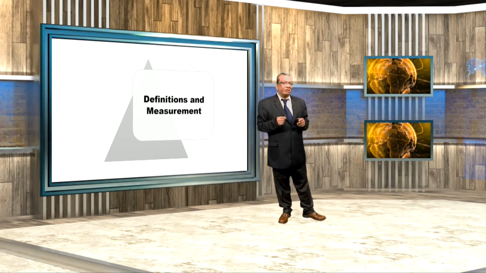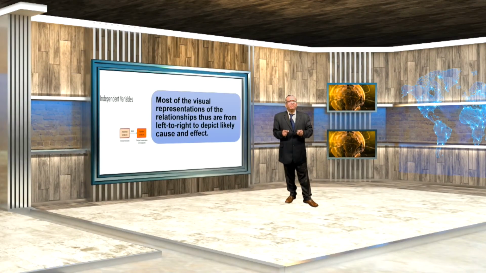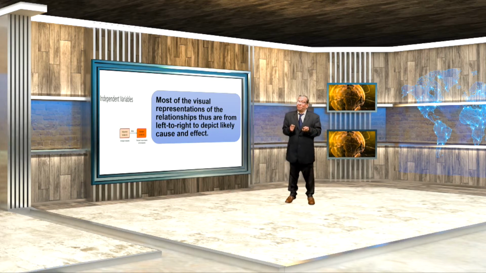Now, definitions and measurements. Most of the visual representations of the relationships you see in research papers and which you will also be writing, are from left to right to depict likely cause and effect. Remember, likely cause and effect.